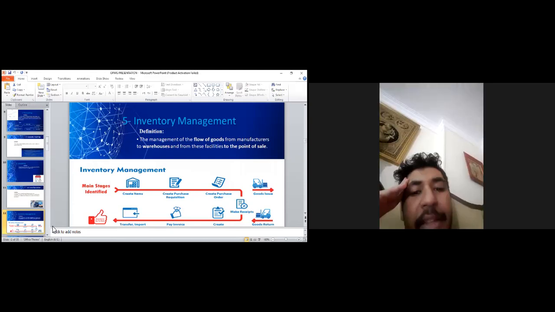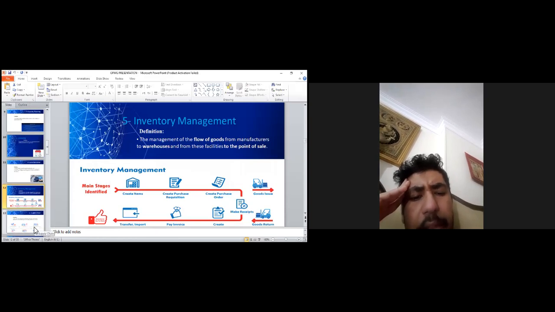Inventory management is the management of the flow of goods from the manufacturer to the warehouses to the facilities at the point of sales, which was discussed in Domty. Next slide.